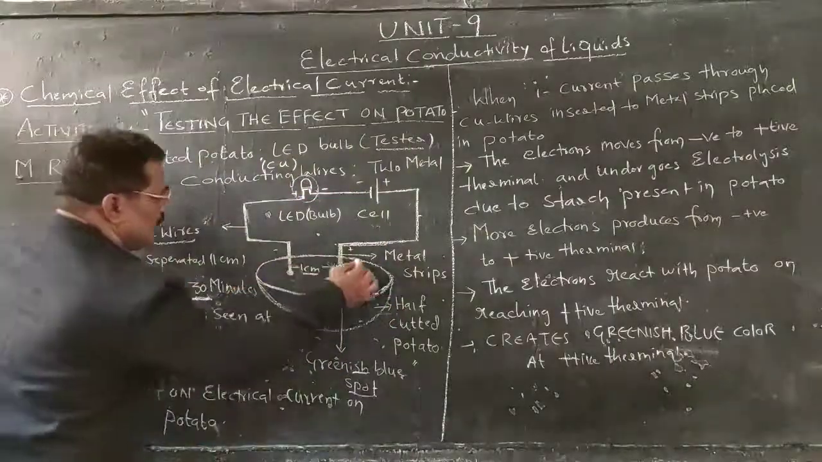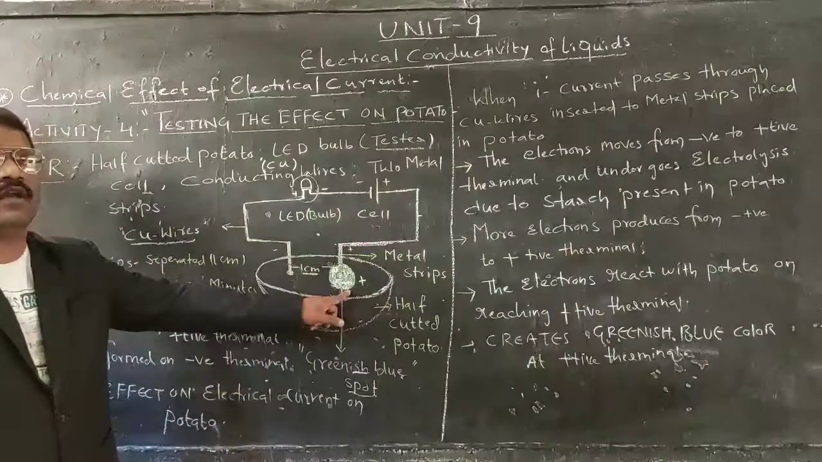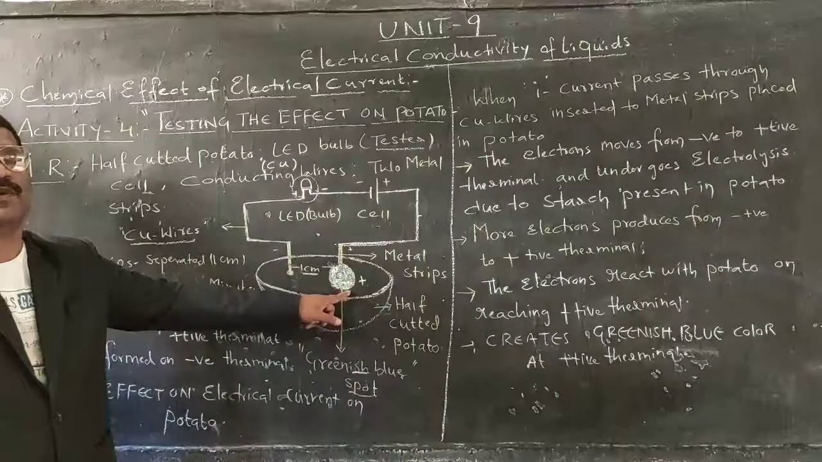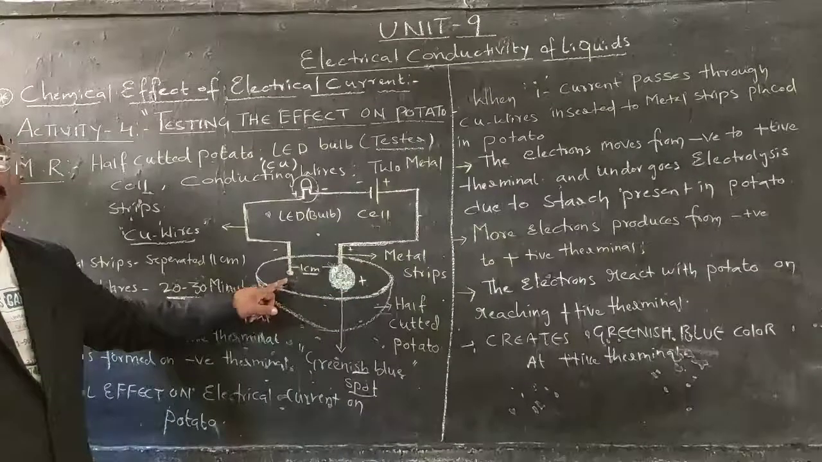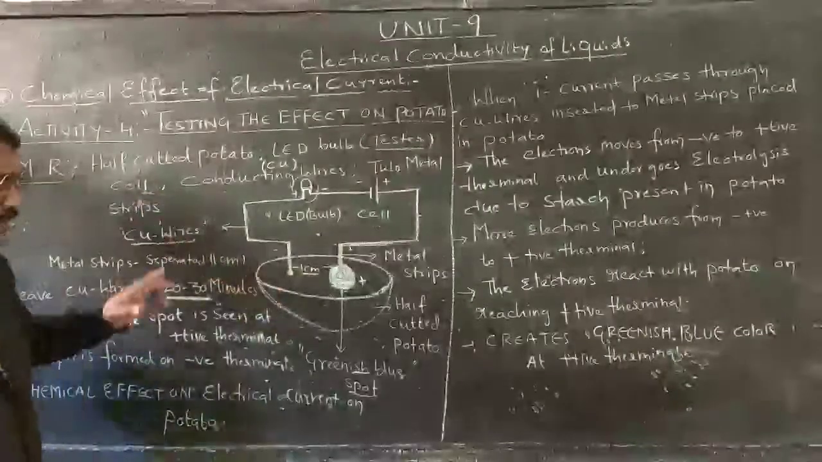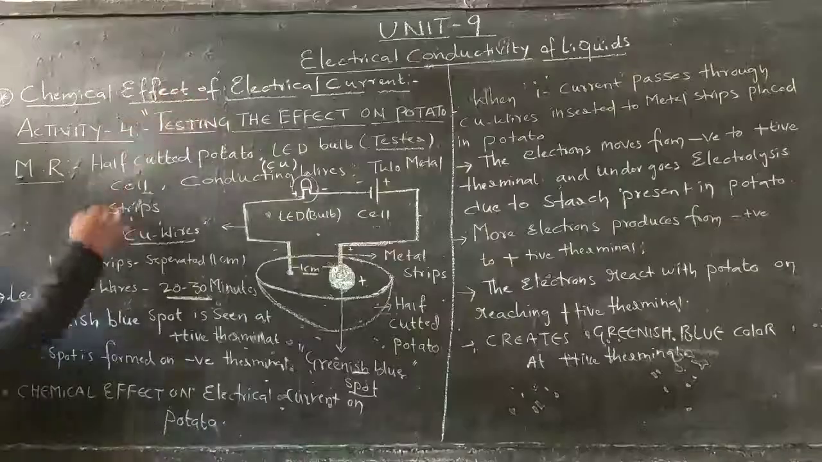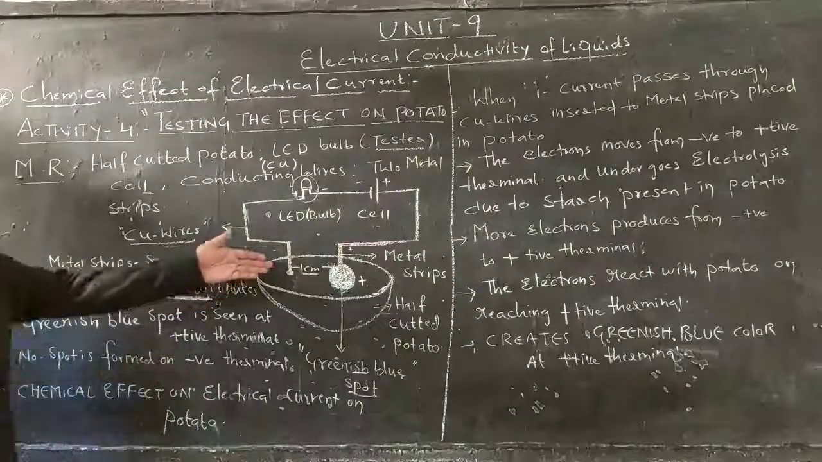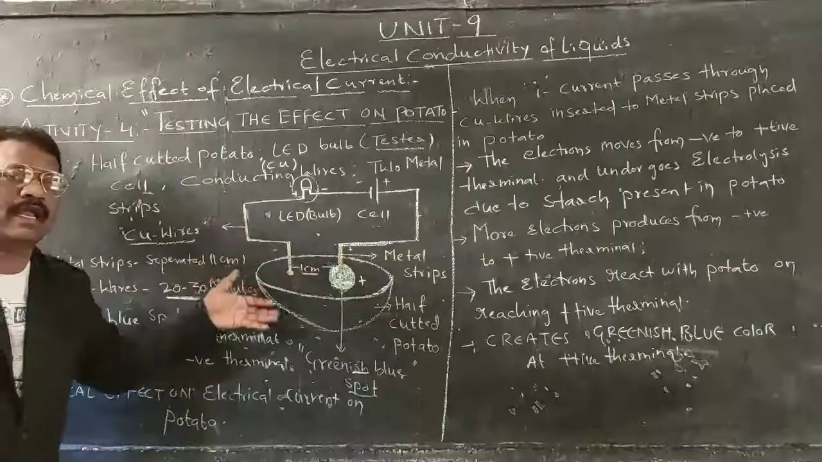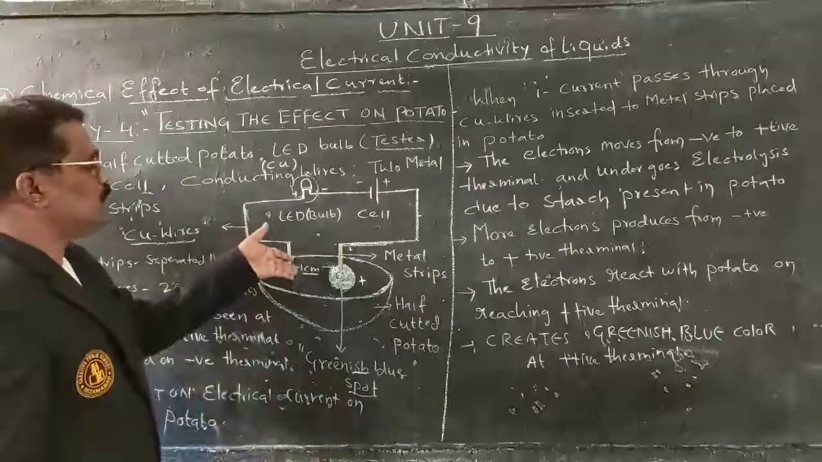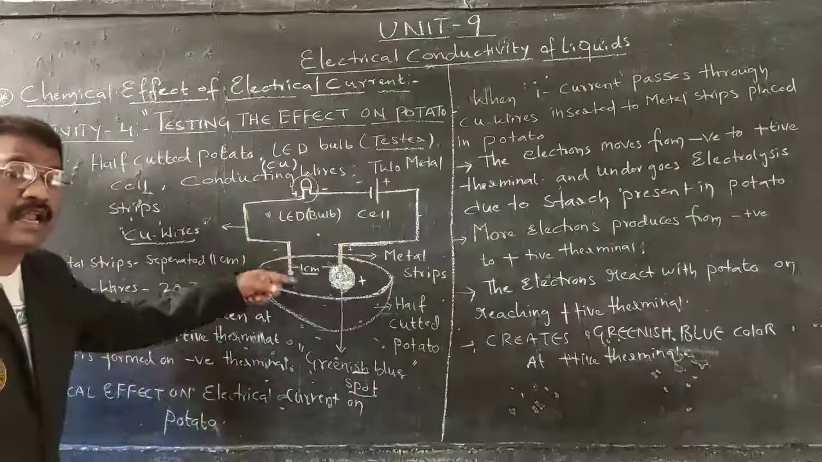As the current is passing through the potato, we observe a greenish blue colored spot forming on the positive terminal, whereas on the negative terminal of the metallic strip we don't find any color. It indicates nothing but the chemical effect of electric current on potato. It takes place when we allow current to pass through this potato. Got clarity on that chemical effect?